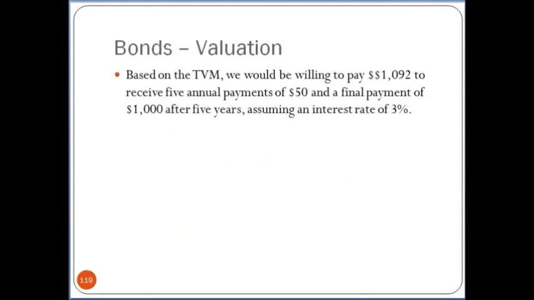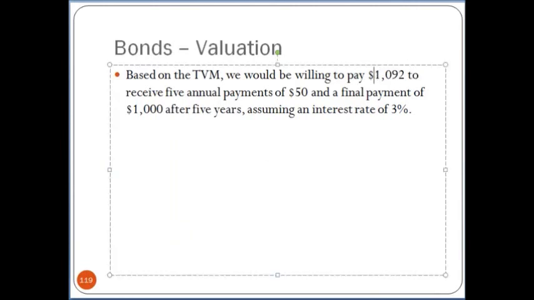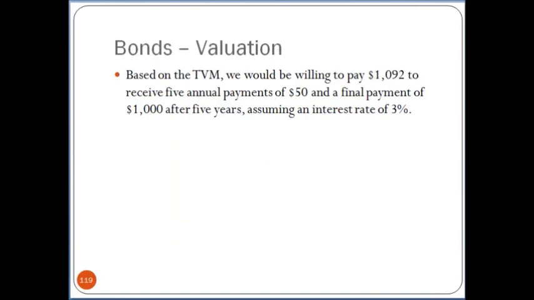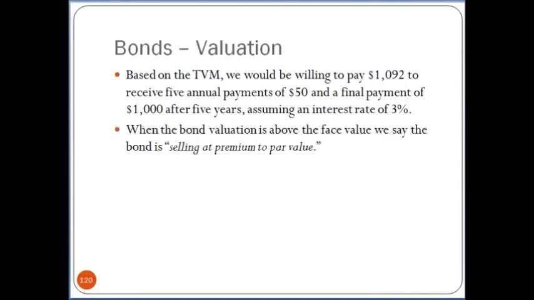So based on the TVM, we'd be willing to pay $1,092 to receive 5 annual payments of $50 and a final payment of $1,000 after 5 years, assuming an interest rate of 3%. So in this case, when the bond valuation is above face value, we'd be happy to pay $1,092, and the face value is $1,000. So we say that the bond is selling at a premium to par value, right? That's the terminology, but it makes sense. It's like there's some kind of premium. We're actually willing to pay more than the face value.